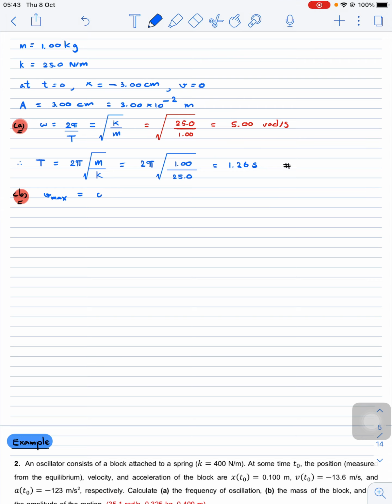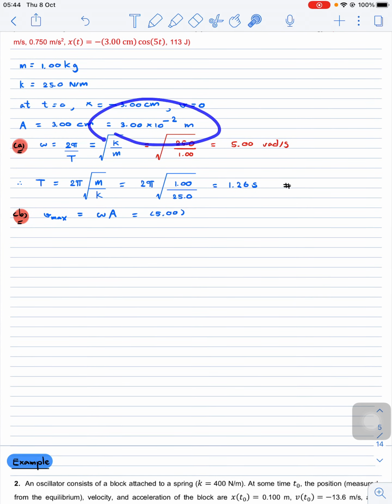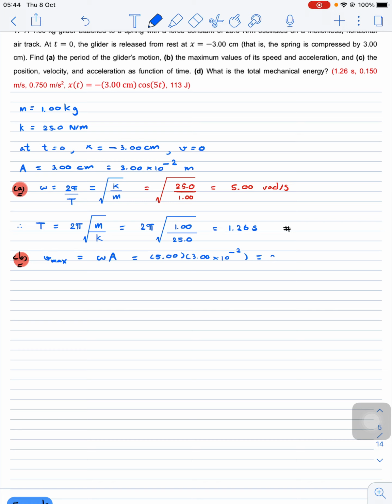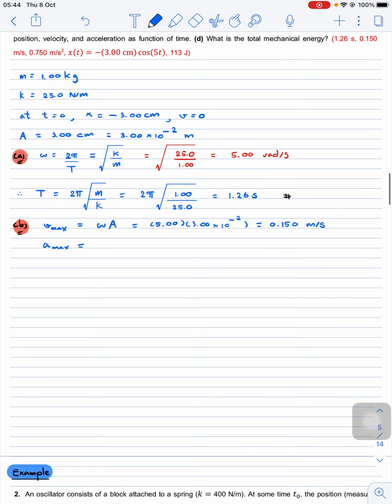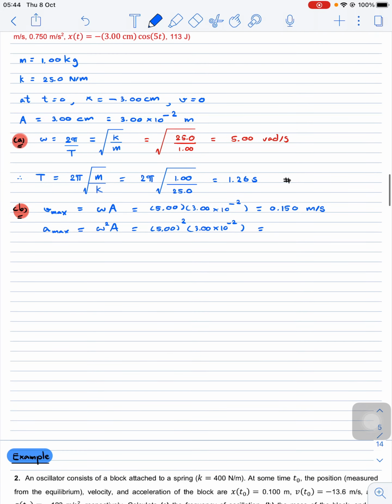Okay, so now for the Vmax, equal to omega times the amplitude. The omega is just 5.00, and the amplitude equal to 3.00 times 10 to the negative 2. So then the answer is 0.150 meter per second. Now for the Amax. From the equation, the Amax equal to omega squared times the amplitude A, the 5.00 squared times 3.00 times 10 to the negative 2. Then we get 0.750 meter per second squared. So these are the answers for part B.